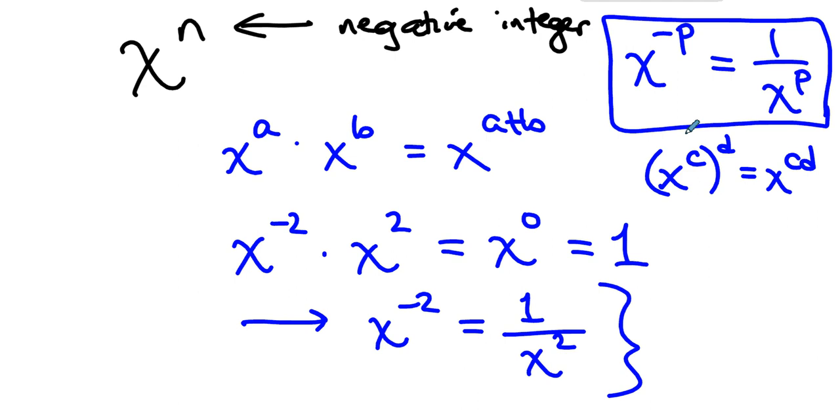And it's worth pausing to ensure that you know that this is true. So we define x to the negative 2 to be 1 over x squared. We define x to the negative p to be 1 over x to the p, but it's not a random definition. Like, it works for a reason.